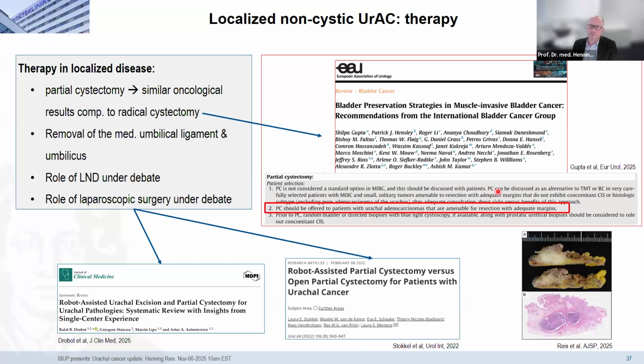And also, if you have the signet ring cell type, we all know this can be very diffuse and not really well seen in prior radiological examinations. So usually also the median umbilical ligament is removed and the umbilicus.